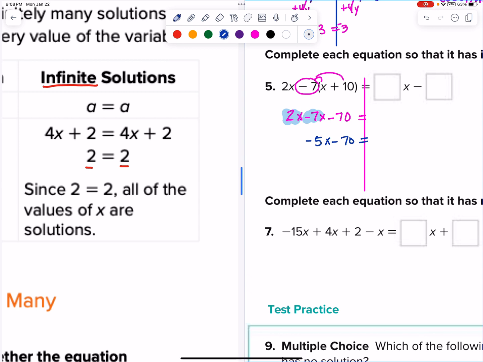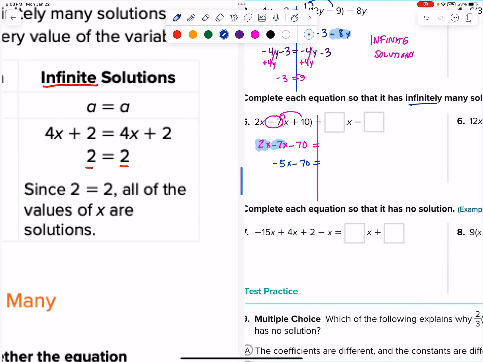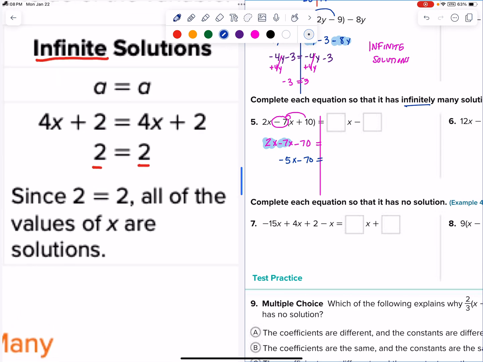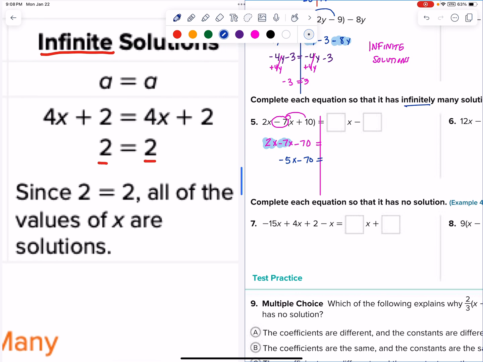So what has to be on the right side so that it has an infinite amount of solutions? Well, infinite means, remember, we need to have the same exact expression on both sides. So we have to have negative 5x minus 70. Okay, all right, so there's that one.